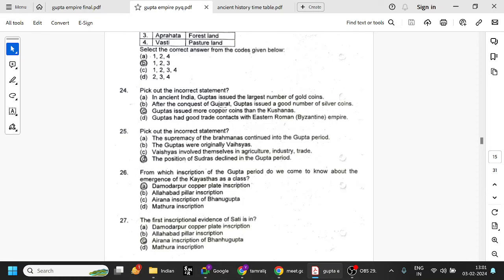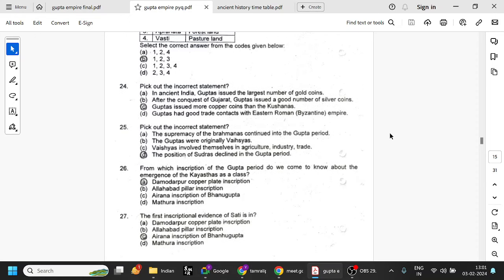After conquest of Gujarat, Guptas issued a good number of silver coins called Rupakas. Remember that, and we've seen, I think Samudragupta or someone was the first, Samudragupta or Chandragupta 2, I don't remember. They had the largest number of silver coins. And they had good trade contacts with the Roman or the Byzantine Empire.